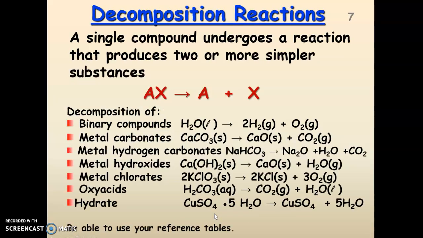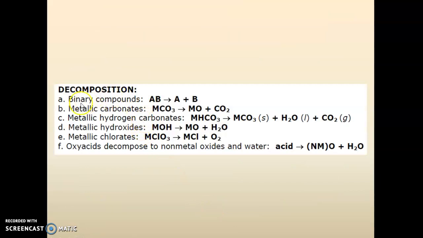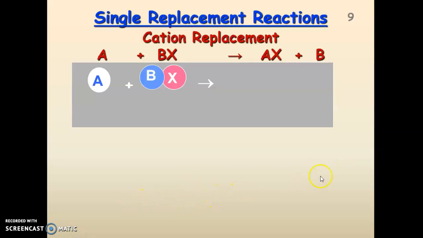All right, so we'll use the reference tables to predict those, and here again are all those types listed out generally. You have to be able to identify polyatomic ions like carbonate, hydrogen carbonate, hydroxide, chlorate, in order to be able to use these. Also, you'll have to know your acids to be able to do the acid decomposition.